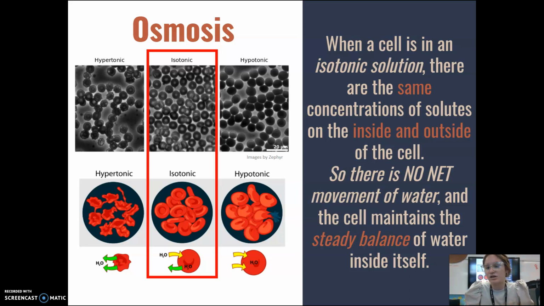In an isotonic solution, there's the same concentration of solutes on both sides. So on the inside of the cell and the outside of the cell, there's no net movement of water. That means that even if you have 5 milliliters of water going into the cell, 5 milliliters of water is also exiting the cell at the same time. So it essentially looks as though there's no movement of water because it equals out, it balances.